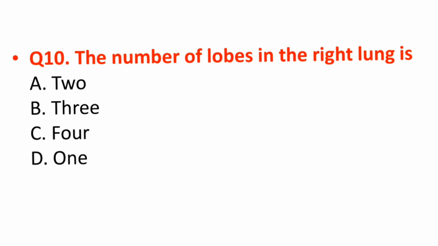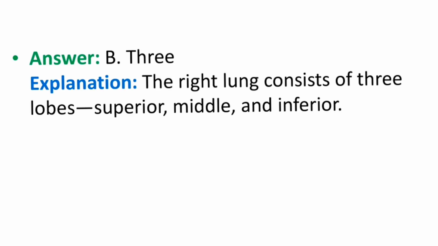The number of lobes in the right lung is option A 2, option B 3, option C 4, option D 1. The correct answer is option B 3. The right lung consists of three lobes: superior, middle, and inferior lobe.